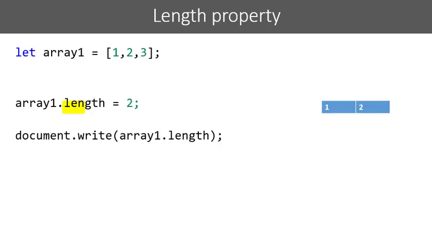But when you assign a value which is less than the existing length, the array shrinks. Here in this example, array 1 is initialized with 3 elements. Then its length is set to 2. So the array shrinks to 2 elements. So using this trick, we have removed the last element of the array.